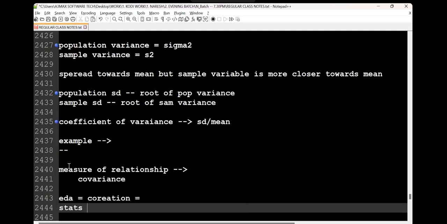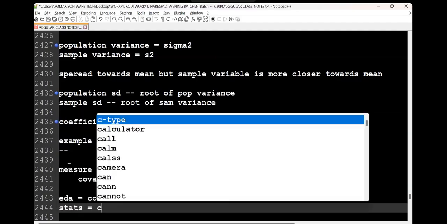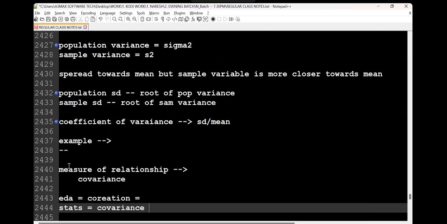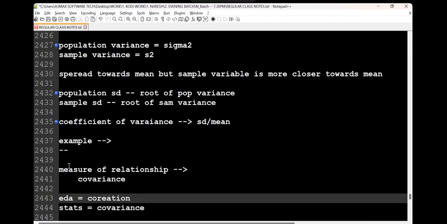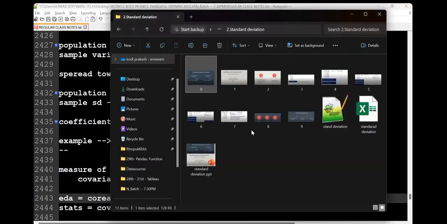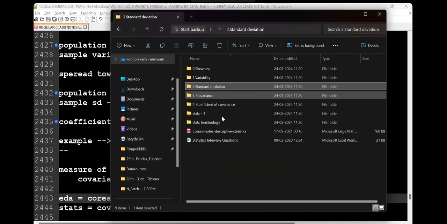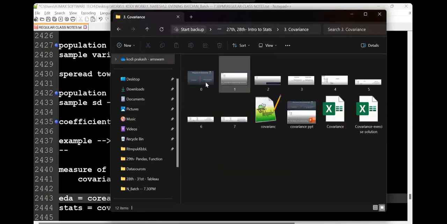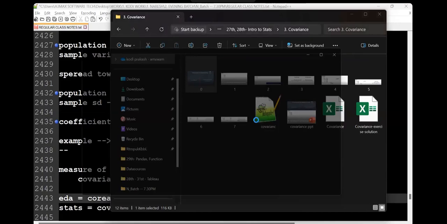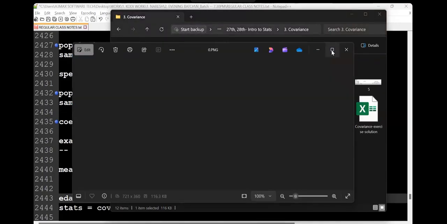In statistics, the correlation is called covariance. Both are similar, guys. Refer to this now. I hope Shashikumar understands now. For example, let me open this. Okay, I'll show this graph.